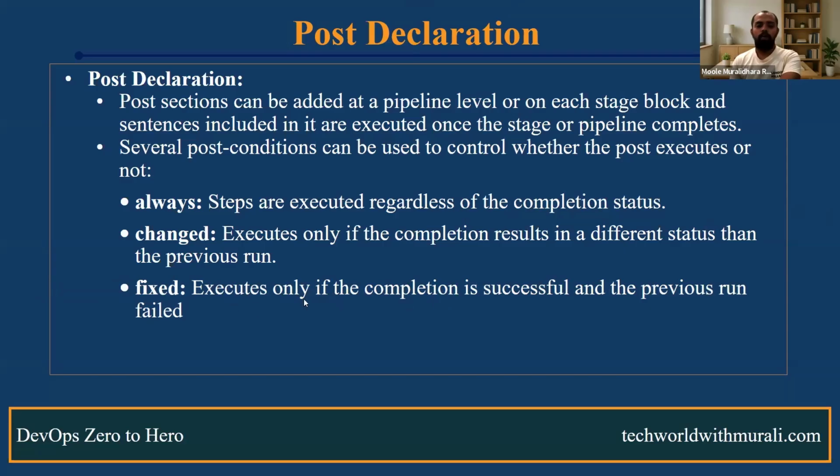Example, only if the completion is successful and the previous one failed. Example, the previous job failed, now you have fixed the particular one. If you want to trigger this post declaration, whatever you define, we can use this particular fixed one.